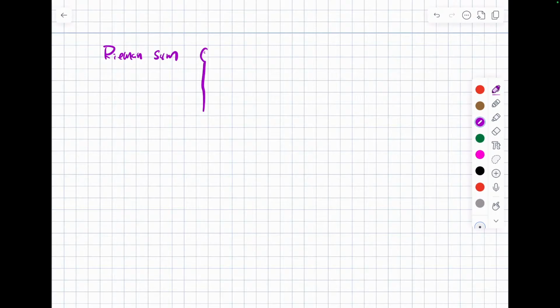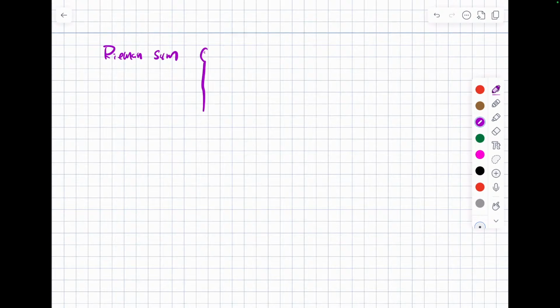Okay, so Riemann sum is a way to approximate area under the curve. Especially if they give you a table, or especially if they give you an equation or graph, you can approximate by using Riemann sum.